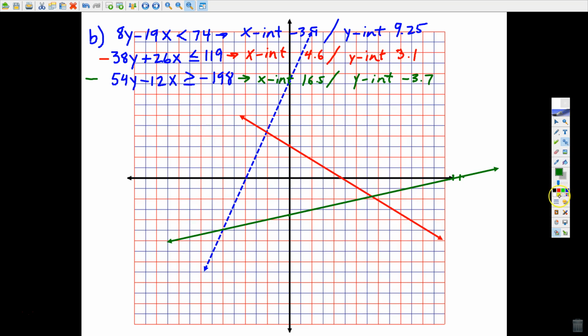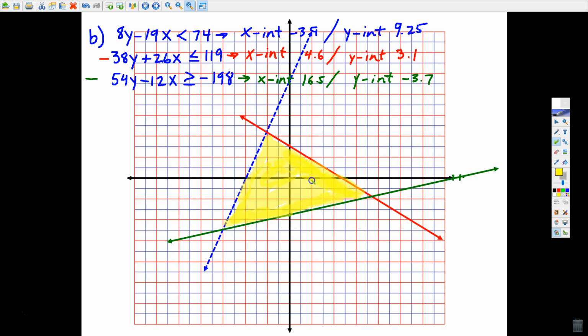This is my triangle, and if we were to do the shading correctly, we would be shading in this area, of course. We're just going to shade the actual triangle region. Less than the blue is underneath, less than the red also underneath, and then we're doing greater than the green, which is above. And we want to know where all three of those shadings collide.